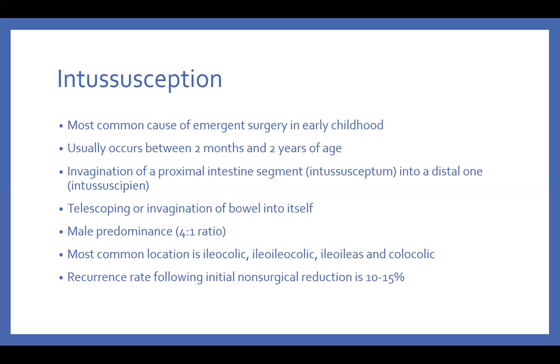Usually there's a male predominance here. We're talking a 4-to-1 male to female ratio. The most common location of intussusception is ileocolic, followed by ileoileal and colocolic areas. Also, something you have to pay attention to as you talk about intussusception is whether it is a large bowel intussusception or a small bowel intussusception. That's another thing to pay attention to.